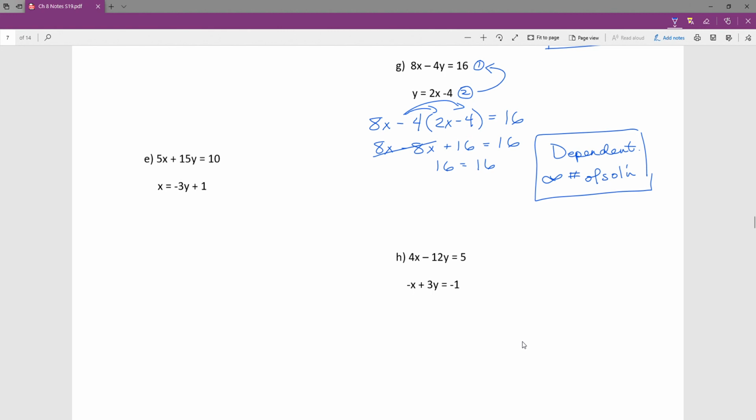A few more on the page here. We've got equation 1 and equation 2 for E. The second equation is already solved for x this time, so I'm going to take and sub that into my first equation. So I'd have 5 times this negative 3y plus 1, subbing in with brackets. Using some distributive property. Gathering up my like terms, I'd have negative 15y and positive 15y, so it'd be a 0, and I'd have 5 equaling 10 as my next equivalent equation.